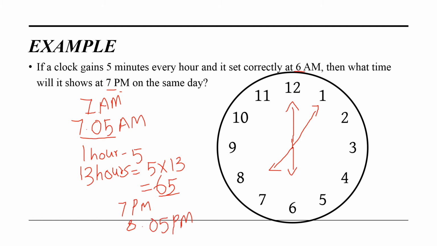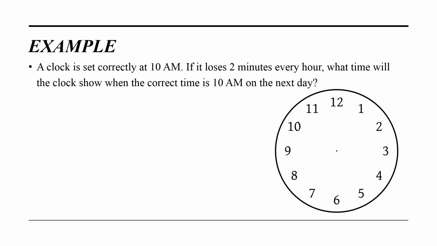Means the wrong clock will show the time as 8:05 p.m. Okay, next move on to the next problem. The problem is similar to the previous problem but with only one difference. Here they are given that the clock loses 2 minutes every hour. In 1 hour the clock loses 2 minutes and they ask you to find what the clock will show when the correct time is 10 a.m.